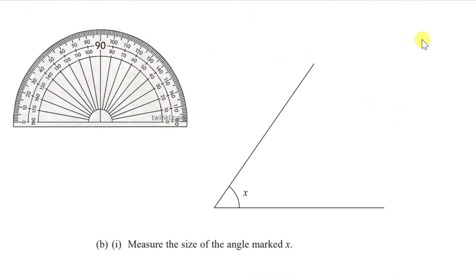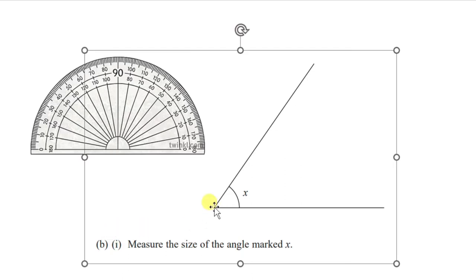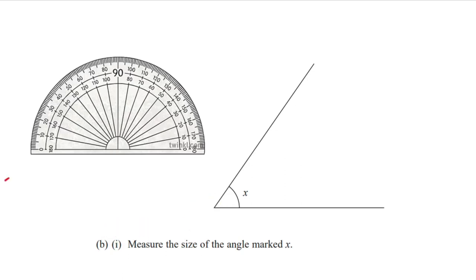Now for part B, I've decided to change the page because I can do my drawing properly. Here they want us to measure the size of angle marked X. Now all you got to do, guys, is you get this protractor and you see this little cross part here. It has to basically match the point over here. So this little plus, or this kind of upward thing, has to match like here. That's where you got to place it.